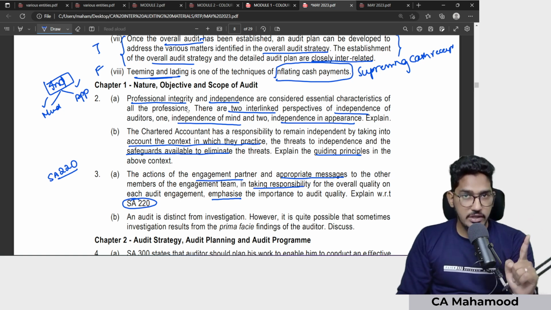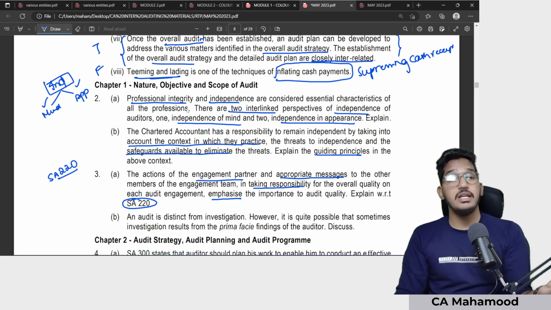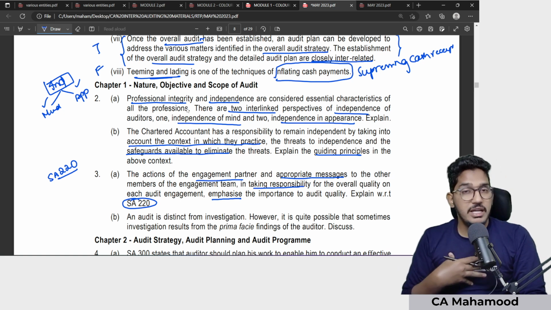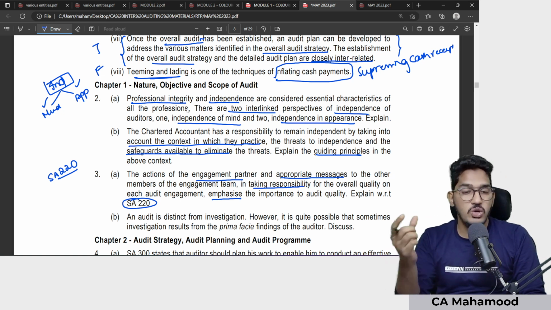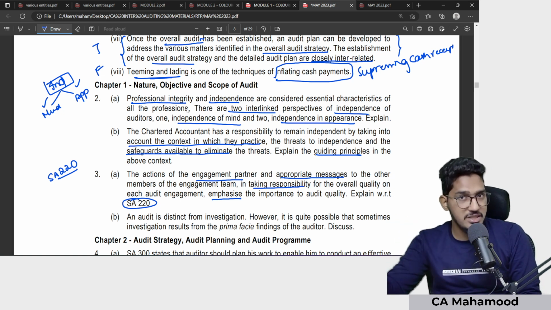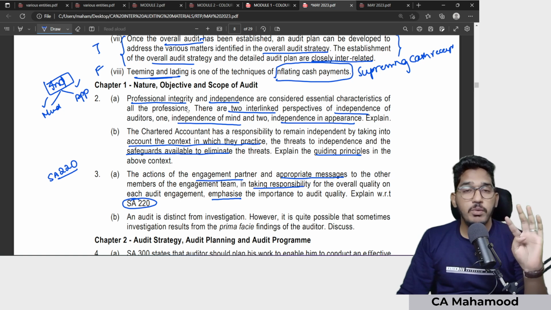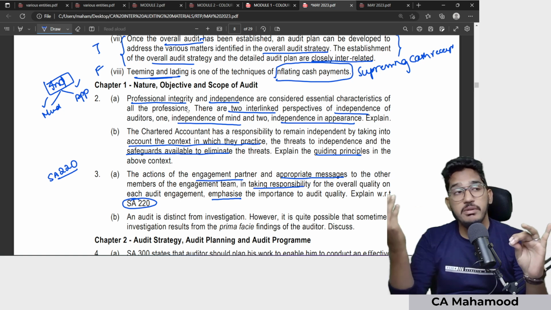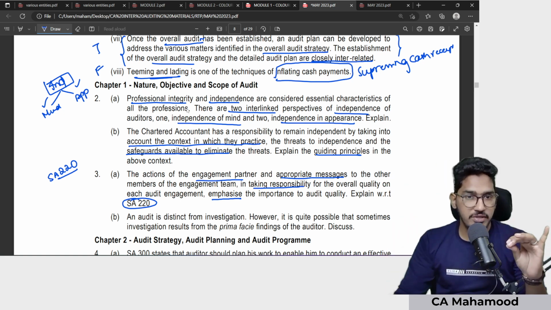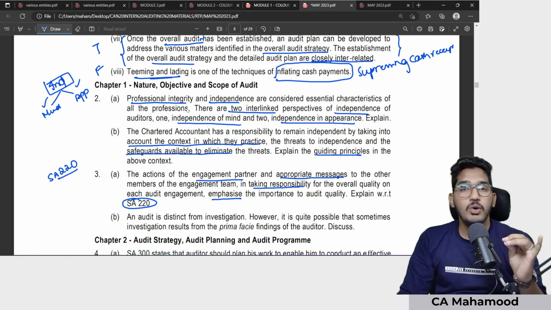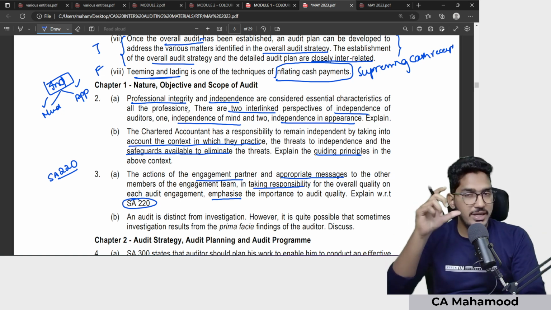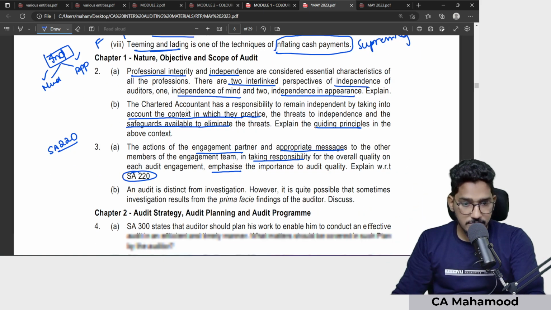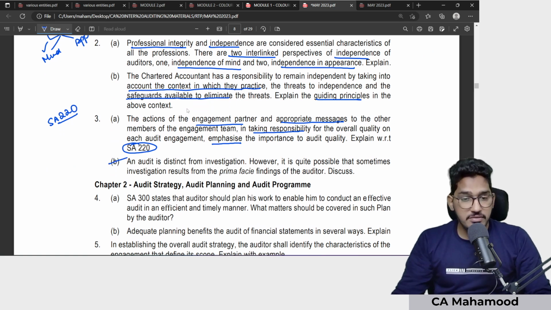So in that first point, the engagement partner shall take the leadership responsibility to maintain the quality of audit. And as a part of that, by way of your actions and your communications, you should highlight how important it is to do the audit as per professional standards and legal and regulatory requirements, and as per quality control policies and procedures. You have to create a favorable environment where people will come and ask their concerns without any fear of reprisal. And also you should highlight how important it is to maintain quality. So the first point in SA 220, leadership responsibility for quality control, is what you are supposed to write here. Next one. An audit is distinct from investigation.